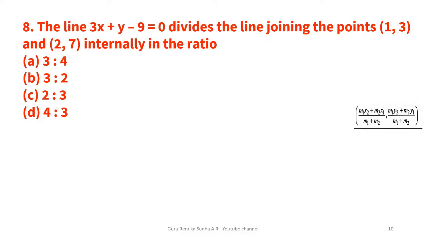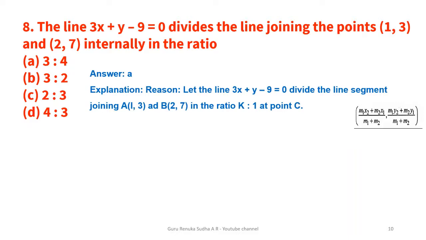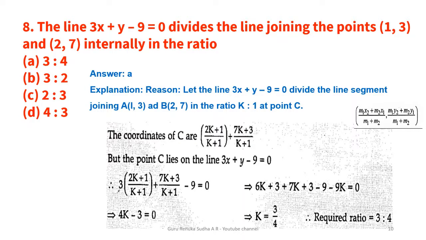Again here also the coordinate formula we have to apply. After getting x and y, again that value you have to substitute in the equation 3x plus y minus 9. Then you can easily find the value of k. So in that way you can easily calculate the required ratio, that is 3:4. So here what are the steps that I have followed? Once go through that, you can get the conclusion.